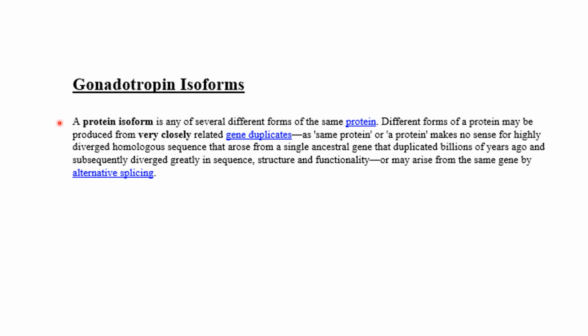So different forms of a protein may be produced from a very closely related gene duplicate, or from highly diverged homologous sequence that arose from a single ancestral gene that duplicated billions of years ago and subsequently diverged greatly in sequence, structure, and functionality, or may arise from the same gene by alternate splicing, so mixing up the exons. Okay, so let's read that again.